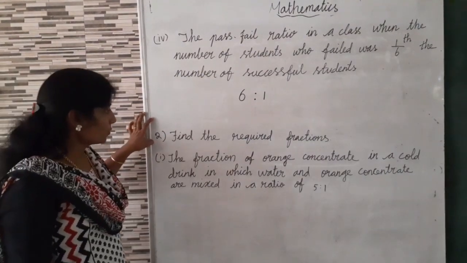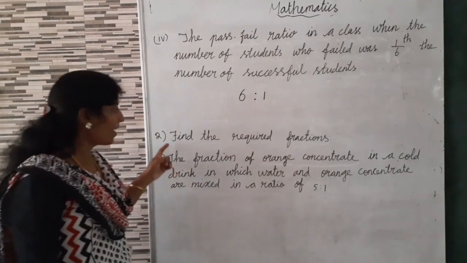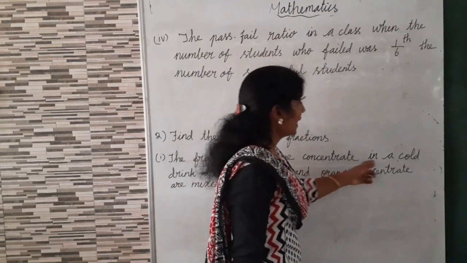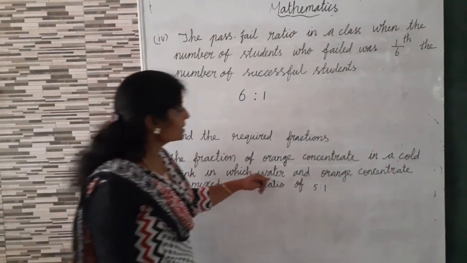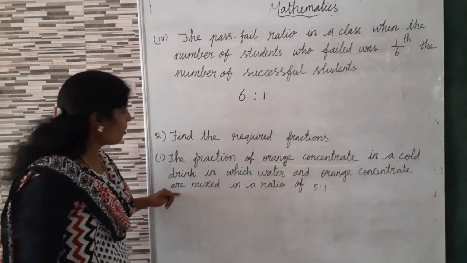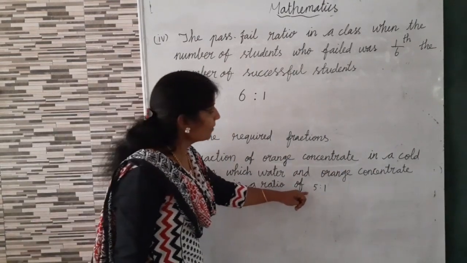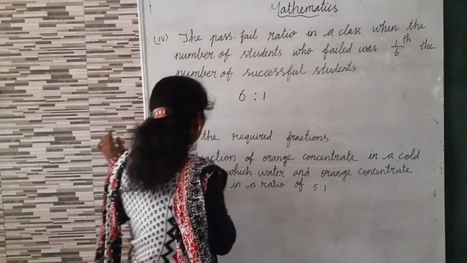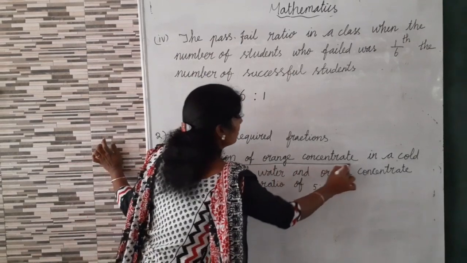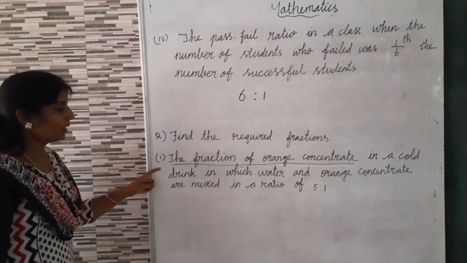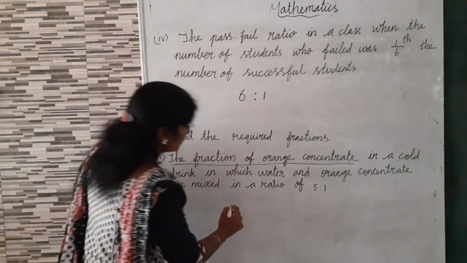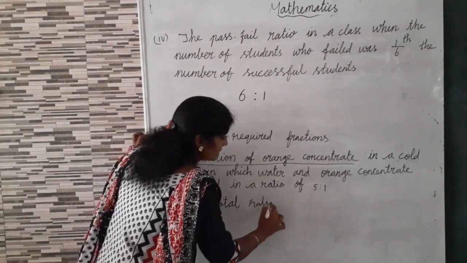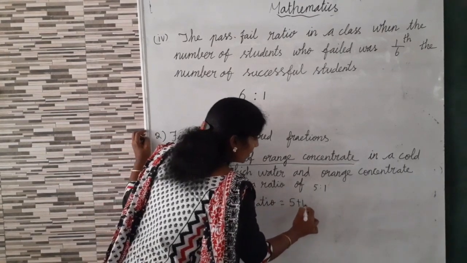Okay. Now number 2. Find the required fractions. The fraction of orange concentrate in a cold drink in which water and orange concentrate are mixed in a ratio of 5:1. Now we want to find the fraction of orange concentrate in a cold drink. Here, total ratio. We can write total ratio is equal to 5 plus 1 equal to 6.